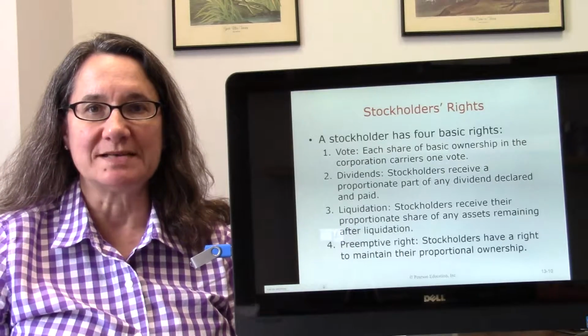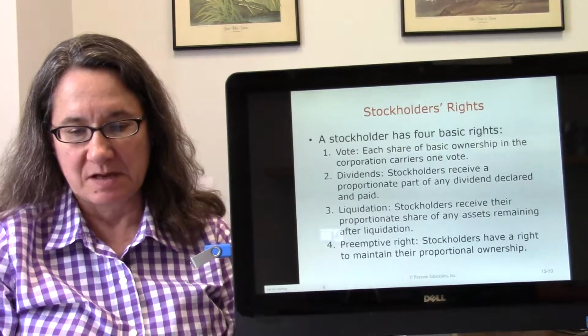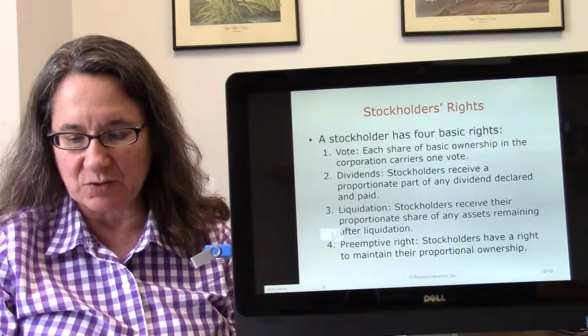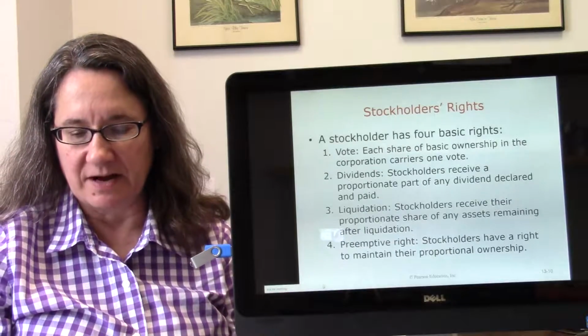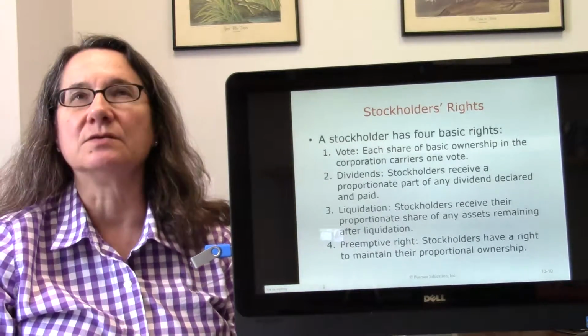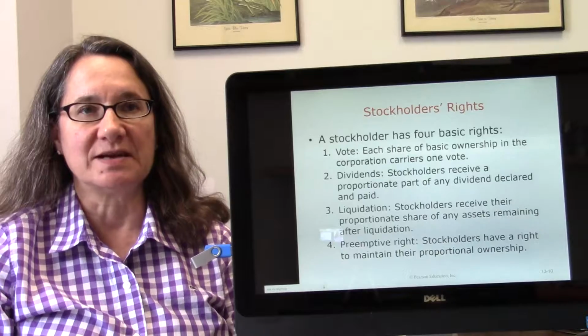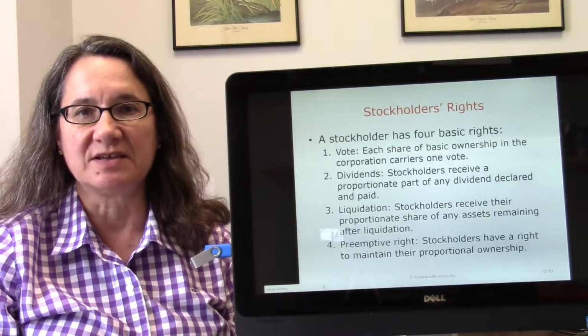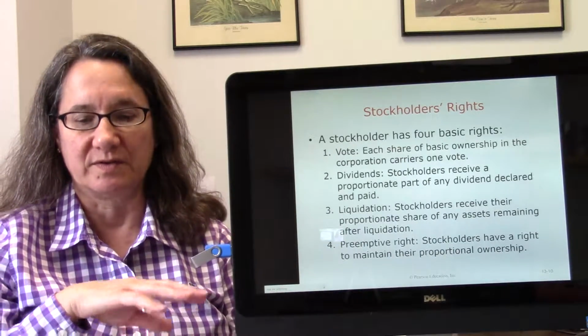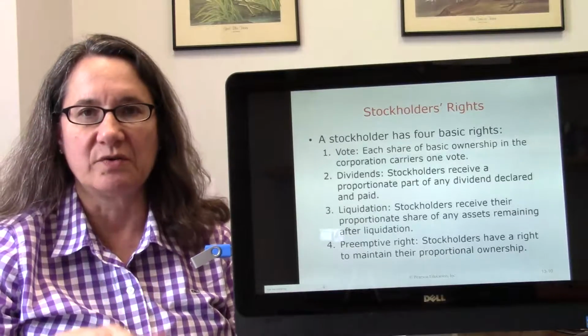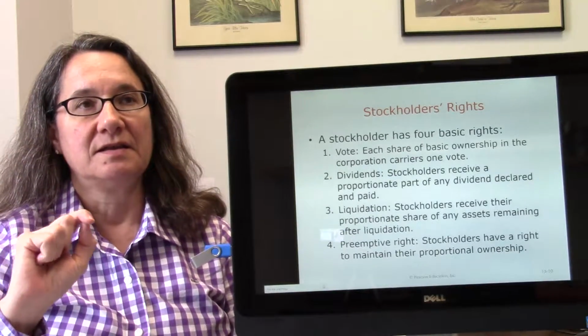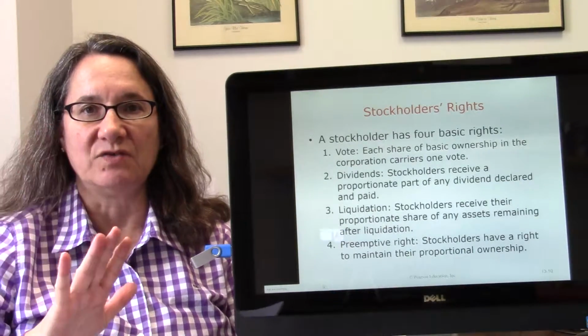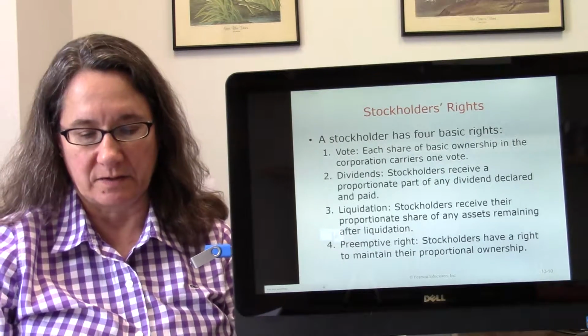Stockholder rights. So once you buy some of these stocks, you have some rights. A stockholder has 4 basic rights unless a right is withheld by contract. So when you buy stock, here are the basic rights. Unless it specifically says you don't get to vote, or you don't get dividends, then that doesn't come. But with basic stock, if you go buy stock, this is what your rights are.